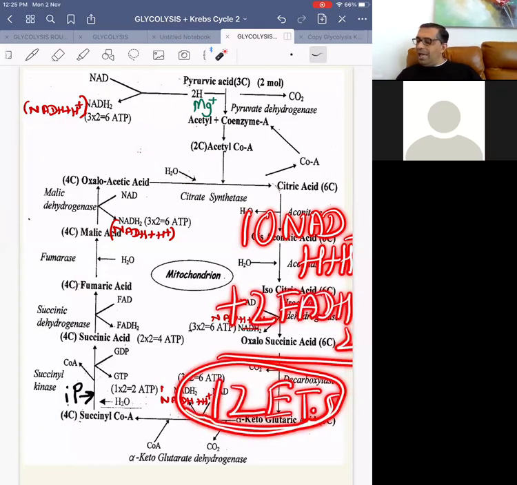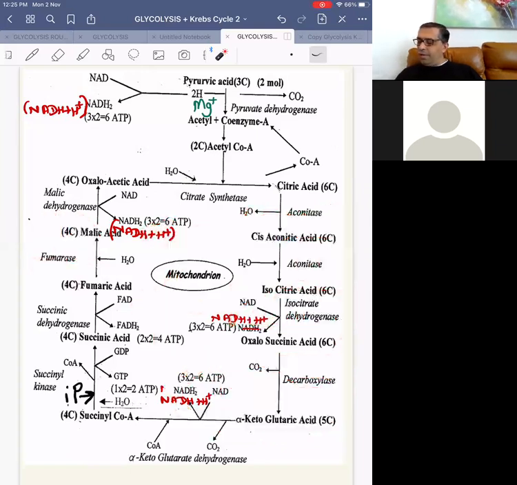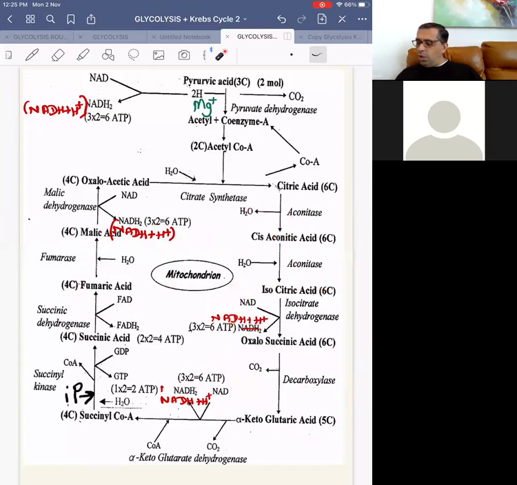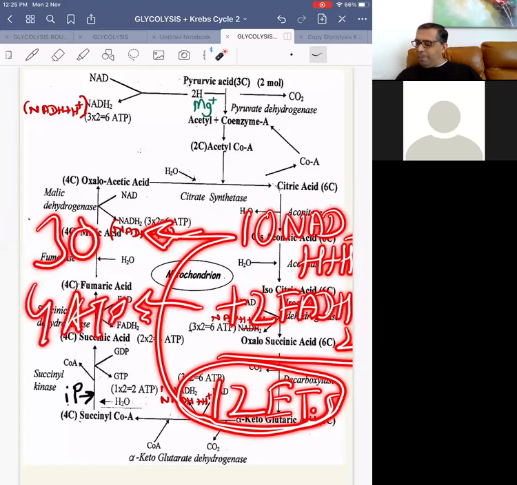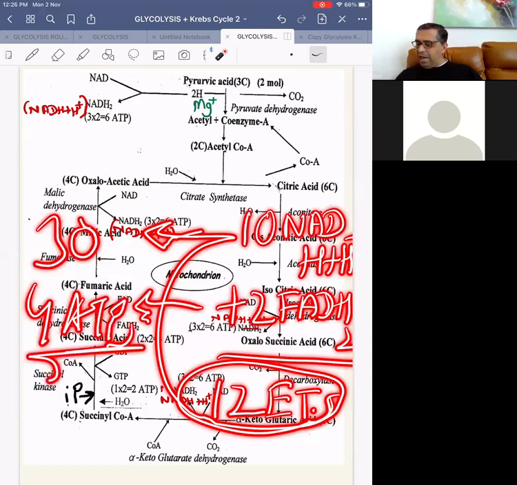Golden words. How much ATP is formed from one NADH2? From one NADH2, 3 ATP. So 10 NADH2 will give you a total of 30 ATPs. And one FADH2 gives 2 ATPs, so 2 FADH2 will give you 4 ATPs. And a total of 30 plus 4, a total of 34 ATPs are formed, and that is the total production.